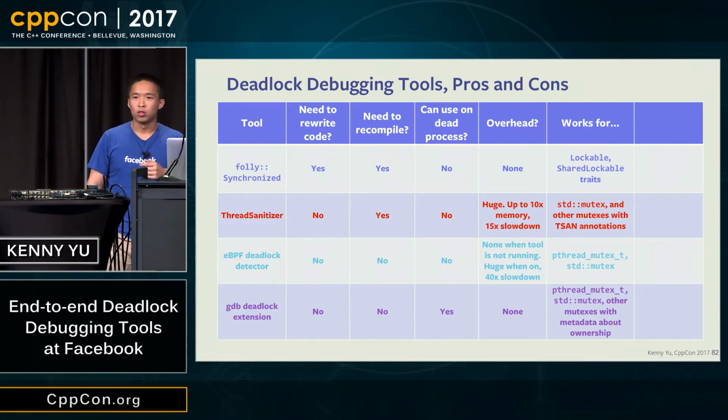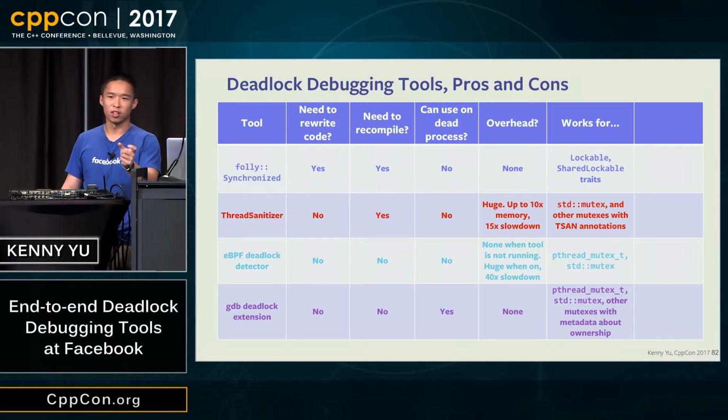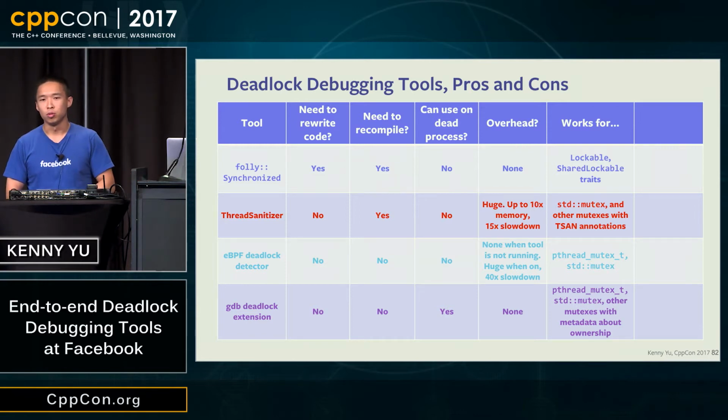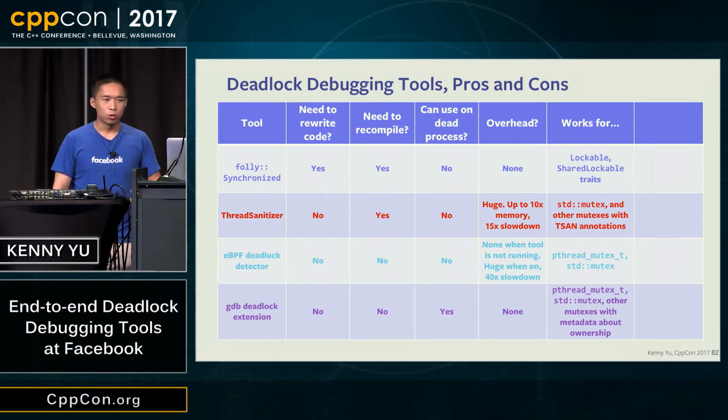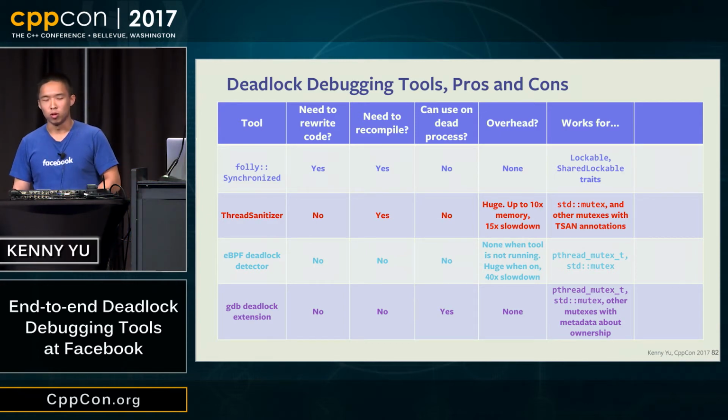What types of mutexes do our tools work for? So for Folly Synchronized, anything that implements the normal lockable and shared lockable traits will work. You can pass that as a second template parameter. For Thread Sanitizer, all the normal mutexes will work, and you can also instrument your own custom mutexes. And the last tool, our BPF and our GDB tool, will only work for pthread mutexes and things that use it underneath, like standard mutex.